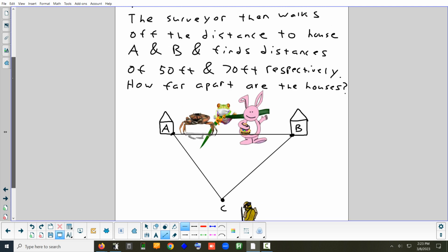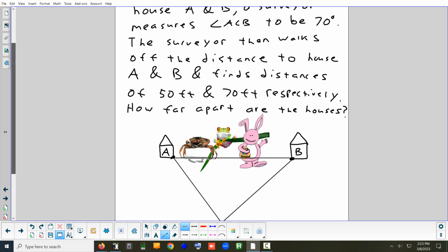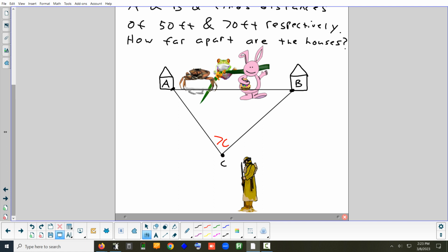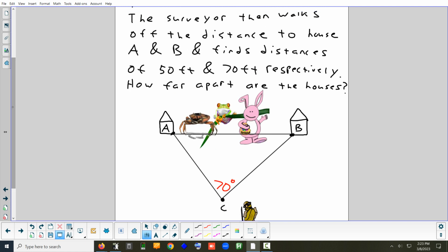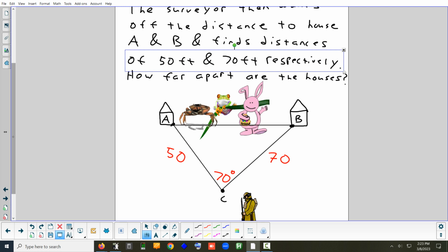Okay, so let's read what it says. Angle ACB is how much? 70. That's right here. Okay, so we got that. And it says the distance from A to where he's standing is 50 feet. And the distance from B to where he's standing is 70 feet. Distance from him to house A, and then from him to house B. Okay, how far apart are the two houses?